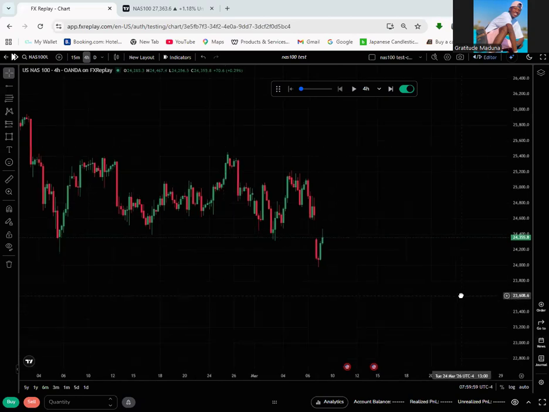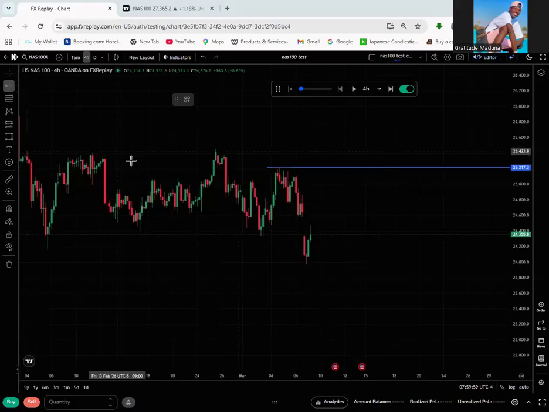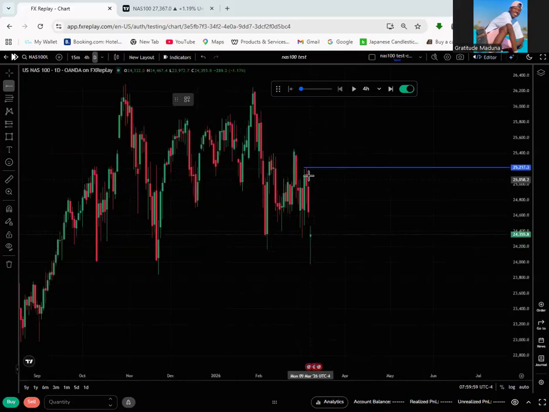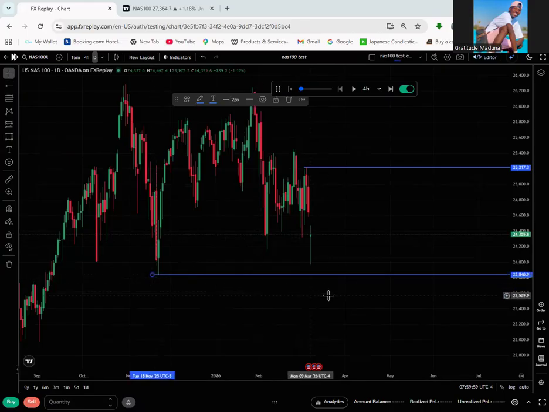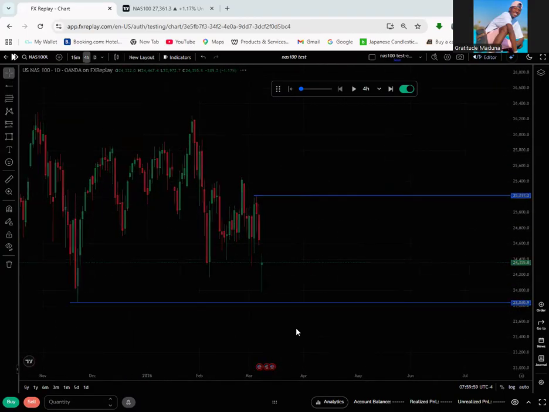So, one last setup. Now we have multiple liquidity points. We have this high here. Oh no, this is our daily. Okay, this is our 4 hour on the daily. Yes, that's a high, and then we have this low. So these are the liquidity points we'll be looking for.